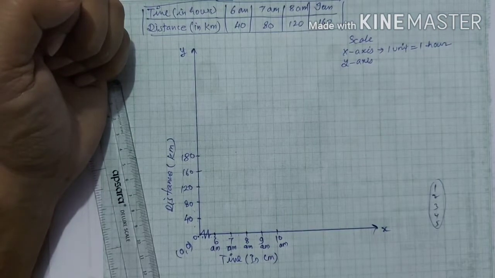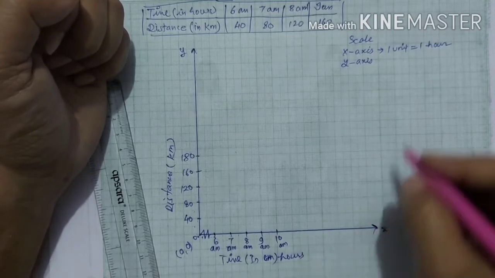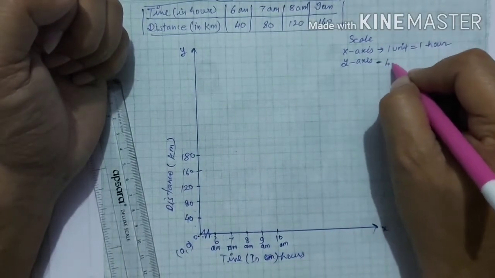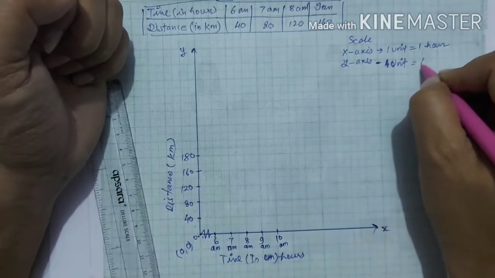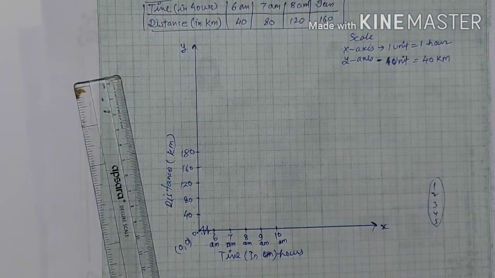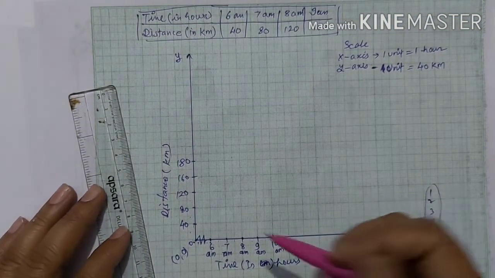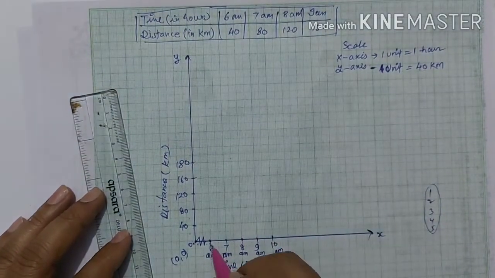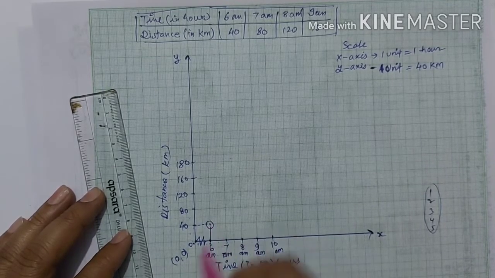Time is in hours, and the second axis is in kilometers, where 1 unit is equal to 40 kilometers. After this work is complete, now draw the graph. The point 6 and 40 is the first point. You draw the dotted line with the ruler first.